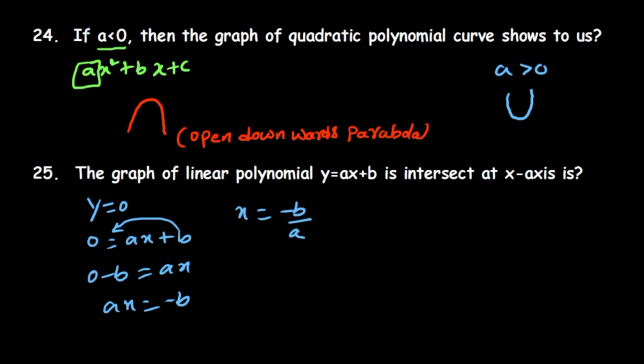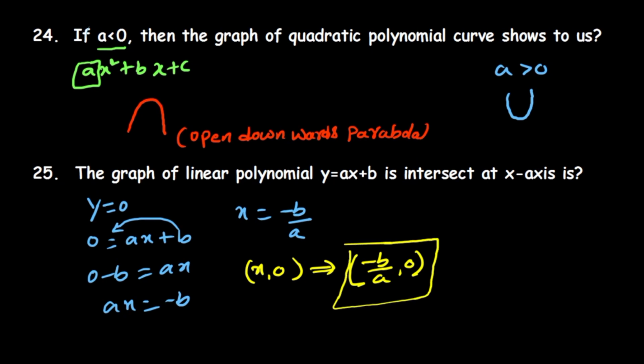But the question is asking for the point where it intersects the x-axis. Therefore the point we should write like x comma 0. So like this we have to write now: minus b by a comma 0. Very important bit it is: minus b by a comma 0.